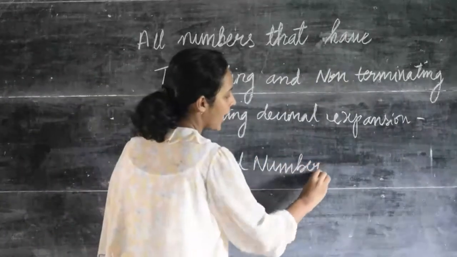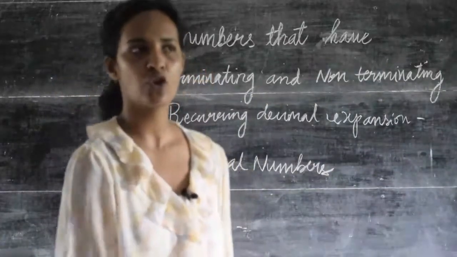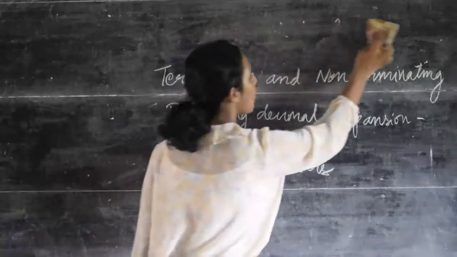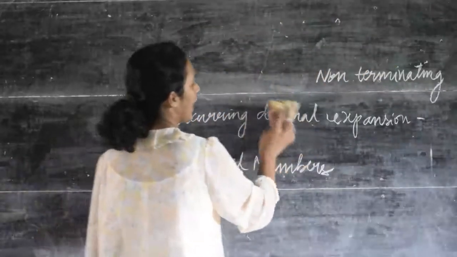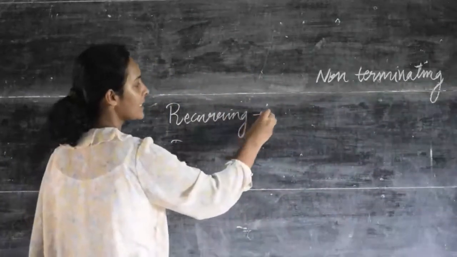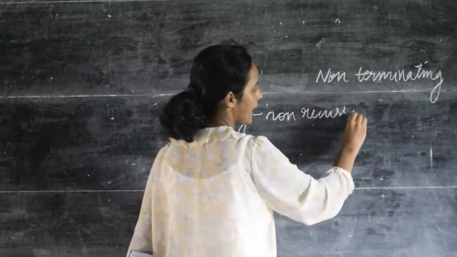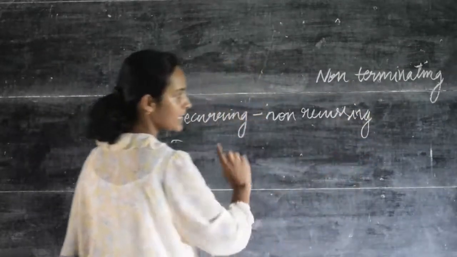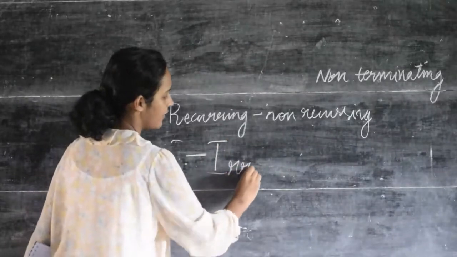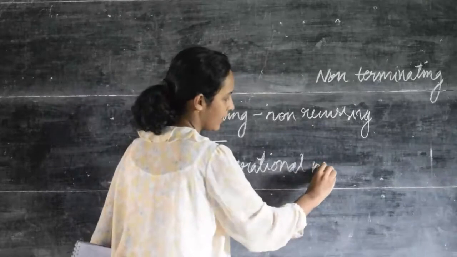And all the numbers that have non-terminating, non-recurring type of decimal expansion, the last case that we saw, are called what? Irrational numbers.